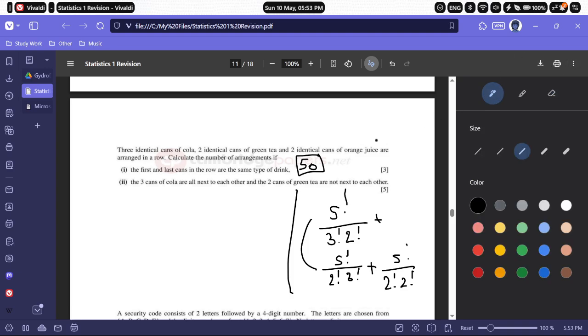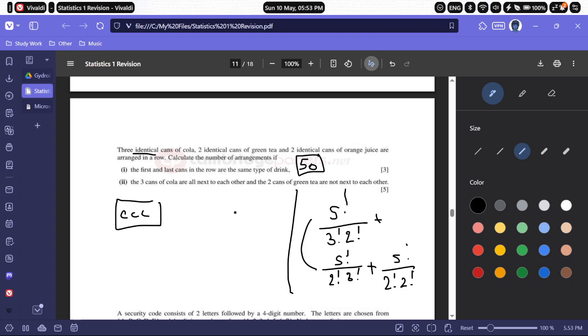Moving on. So you're told that the three cans of cola are all next to each other, and two cans of green tea are not next to each other, right? So first of all, you have to box the three cans of cola. They're always going to be next to each other, and you know that they're identical, right? So you don't have to arrange them inside the box. Just make a box for the three colas, first of all.